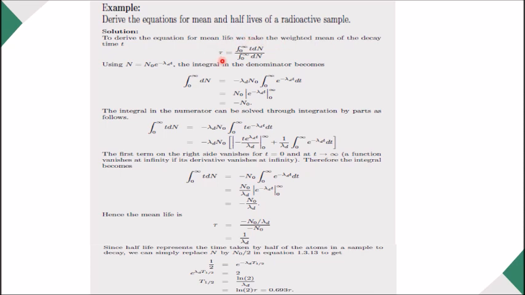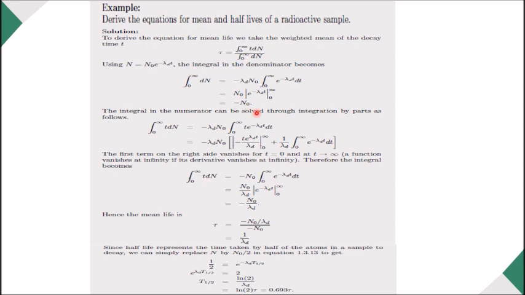So tau can be represented as the integral from 0 to infinity of t dN divided by the integral from 0 to infinity of dN, where N is equal to N0 e raised to minus lambda_d t. If you substitute that in the integral equation, the denominator, the integral of dN from 0 to infinity, becomes minus lambda_d N0 times the integral from 0 to infinity of e raised to minus lambda_d t dt, which gives minus N0.